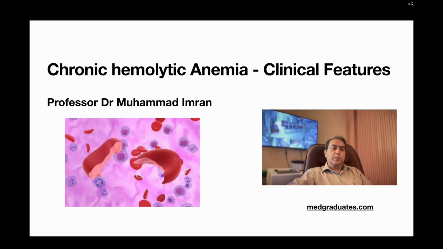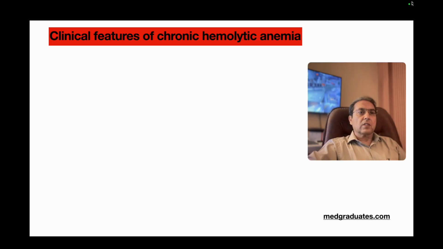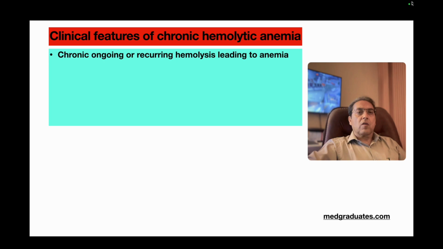Chronic hemolytic anemias present differently as compared to acute hemolytic anemias. The acute hemolytic anemias, as we saw, can sometimes produce a medical emergency, a crisis situation. But generally, the chronic anemias are well tolerated, and the patient only has, in a few circumstances, real medical emergencies. Clinical features of chronic hemolytic anemia: chronic, ongoing, or recurring hemolysis which leads to anemia.